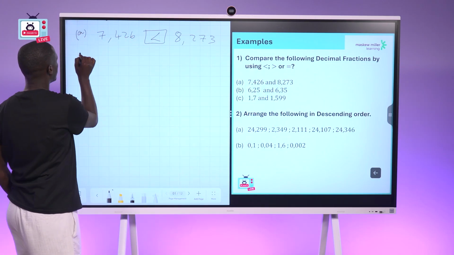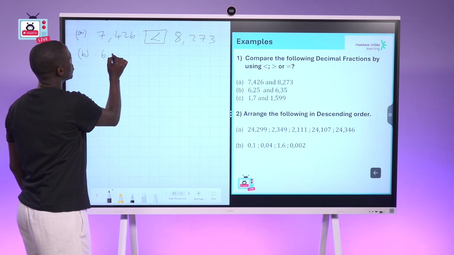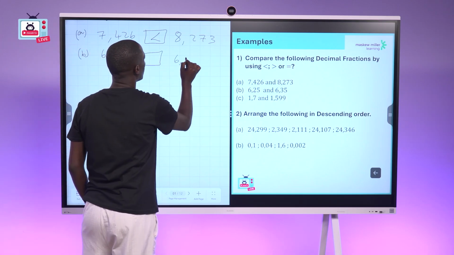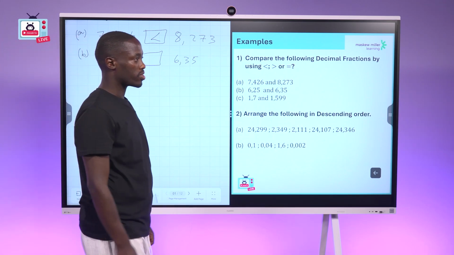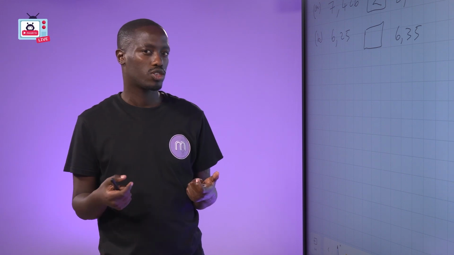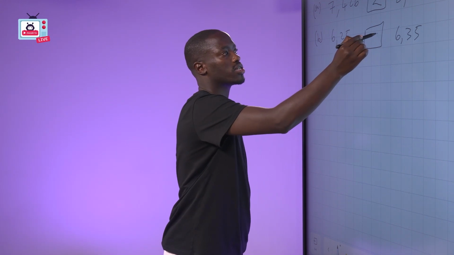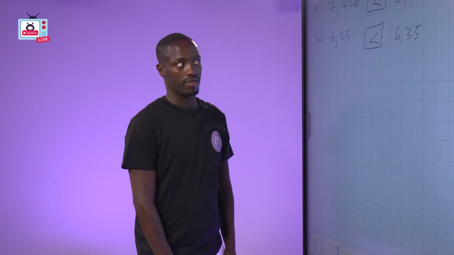And then we have B. B says we have 6,25 against 6,35. Now, how do we compare them? We ignore the comma. We just say 625 compared to 635. 625 and 635. So 30 is obviously greater than 20. So here, my inequality sign will still be opening to the bigger number, which is 6,35.